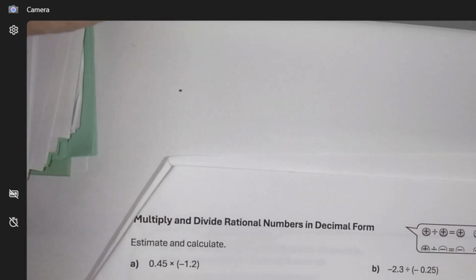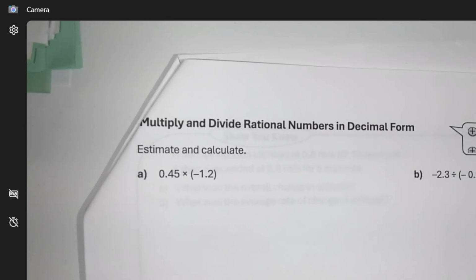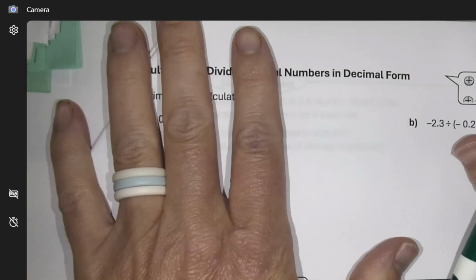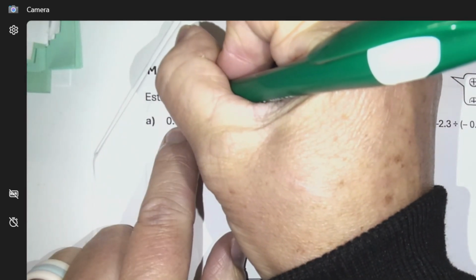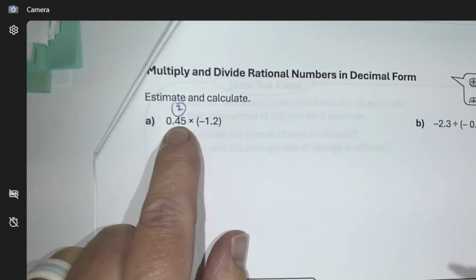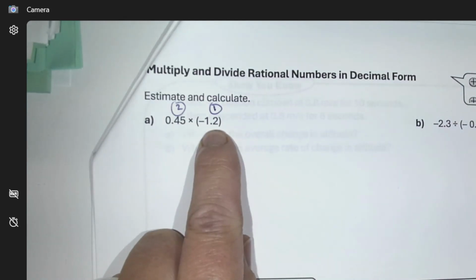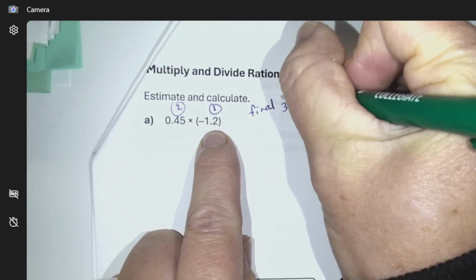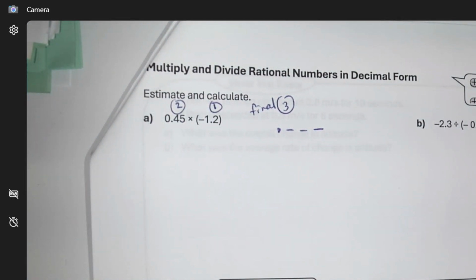All right, so let's go to the next page where we're going to do some timesing and dividing. If you remember when we were working with decimals, we talked about how many decimal places we were going to have at the end. So this one has 2 decimal places, and this number has 1 number after the decimal. So my final will have 3 decimals in it.